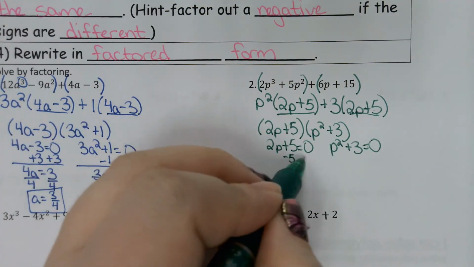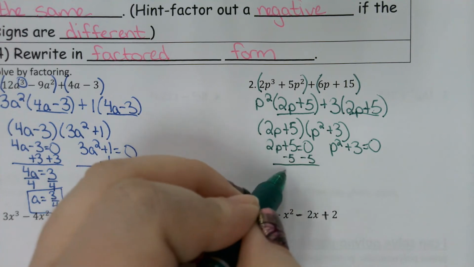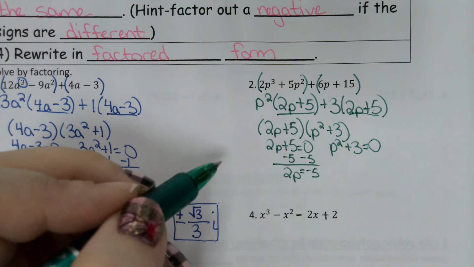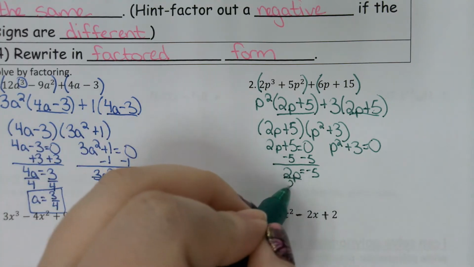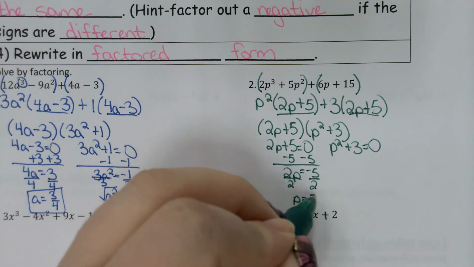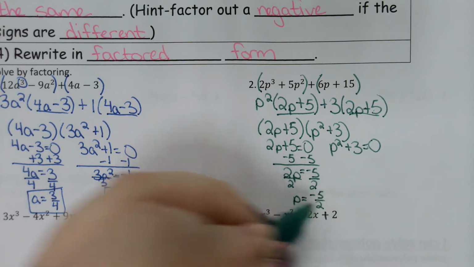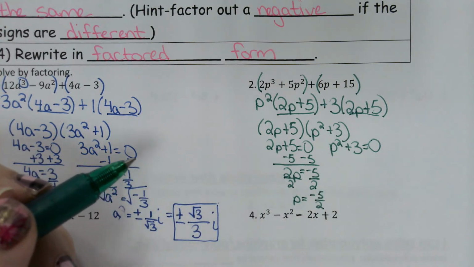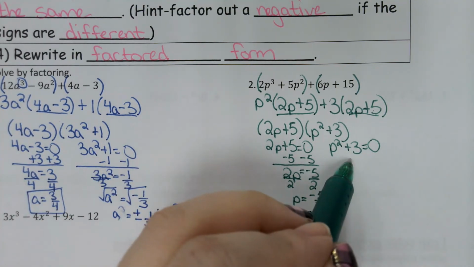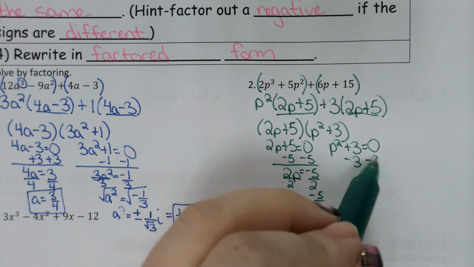Subtract 5 from both sides. 2p equals negative 5. Divide by 2 on both sides. P equals negative 5 halves. That's one solution. For my other solutions, we'll subtract 3 on both sides.